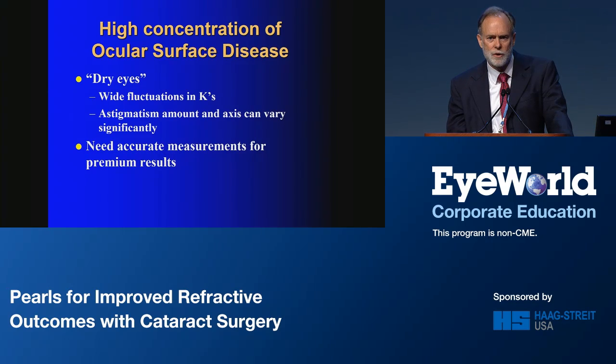Now, we have a high concentration of ocular surface disease. So with all of our testing, the place we start is to make sure the ocular surface is in good condition. You can call this dry eyes or ocular surface disease, but whatever the issue is, if the ocular surface is not in good shape, you're not going to get good information. We've all heard garbage in, garbage out. You can get wide fluctuations in your measured Ks, the amount of astigmatism, and the axis of the astigmatism if you don't have a good ocular surface. So that's where we start, because we want to make sure our measurements are accurate.